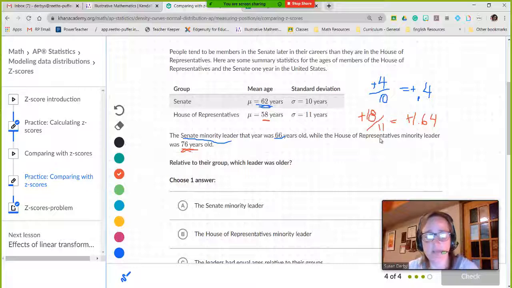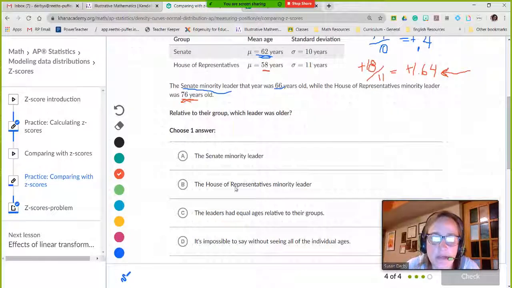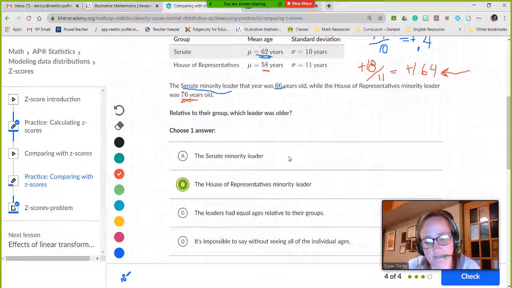Okay. So I found the difference from their age to each of their respective means, and then divided by their respective standard deviation. So, relative to their group, which leader was older? Well, this person in the Senate was only less than half of a standard deviation above the mean. This person is way more than one standard deviation above that mean. So they are much farther outside of what we would expect. So, which leader was older relative to their group? Definitely this guy. He's got a higher z-score. So my House of Reps minority leader is the one that is older relative to the rest of the people in his group.